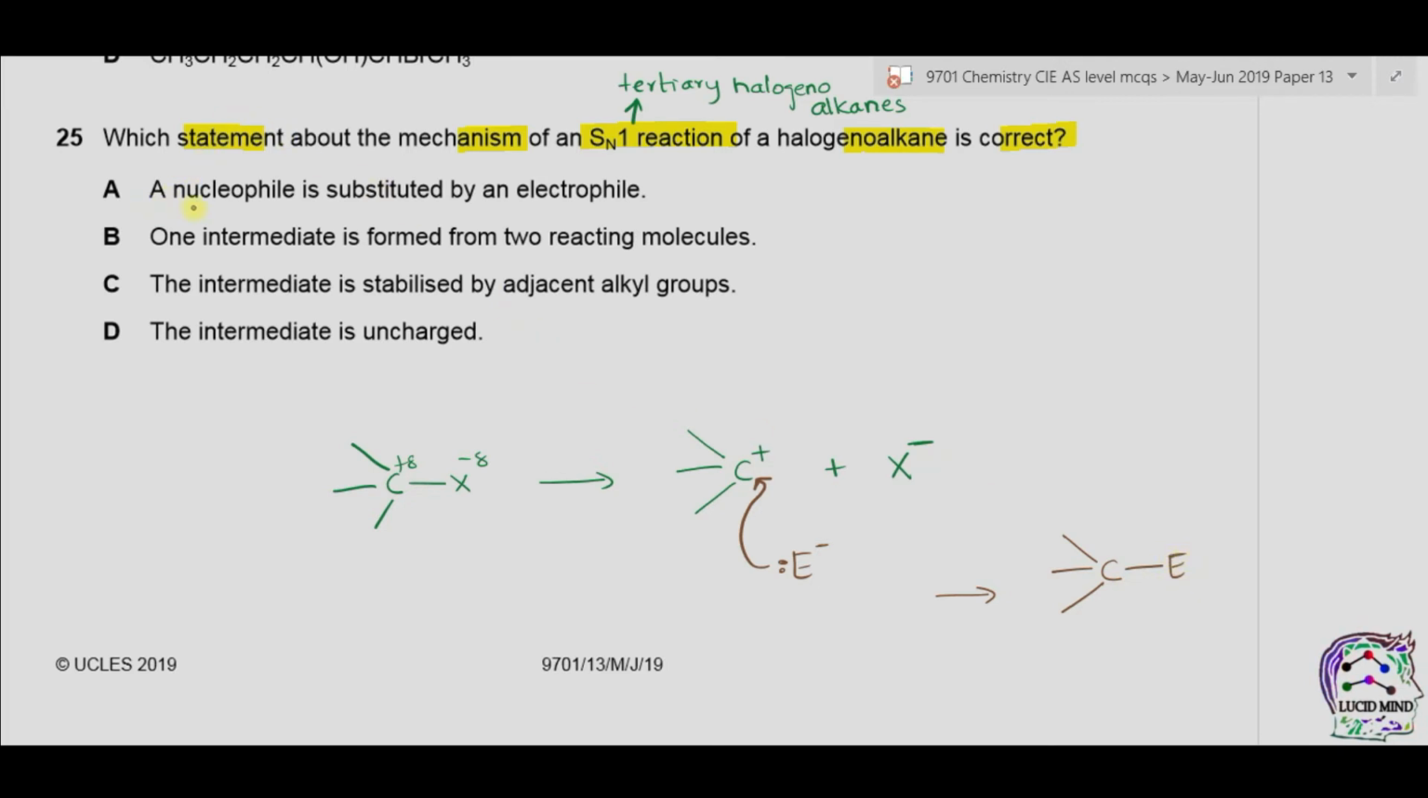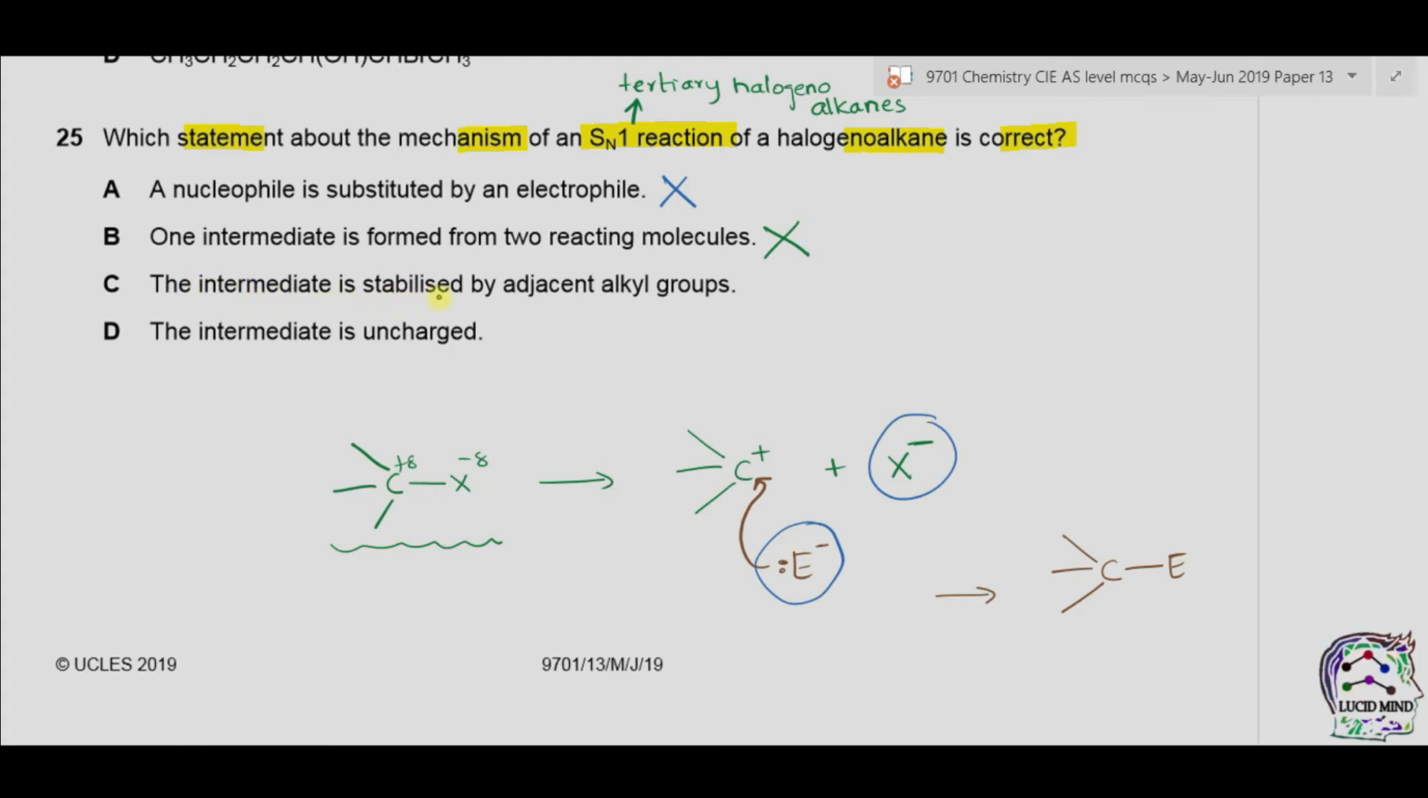Let's look into the option A. A nucleophile is substituted by an electrophile. As we can see that both X negative and E negative are nucleophiles because they have negative charge. So therefore A is incorrect. B. One intermediate is formed from two reacting molecules. As we have one reacting molecule that forms two intermediates, so therefore B is also incorrect.